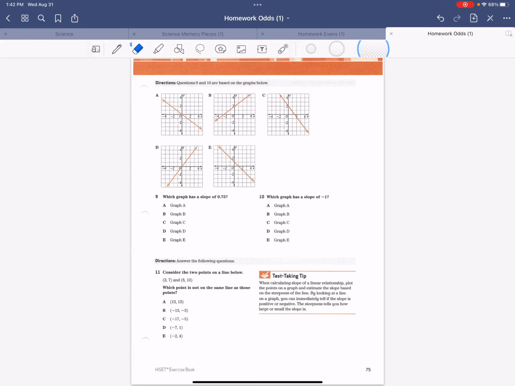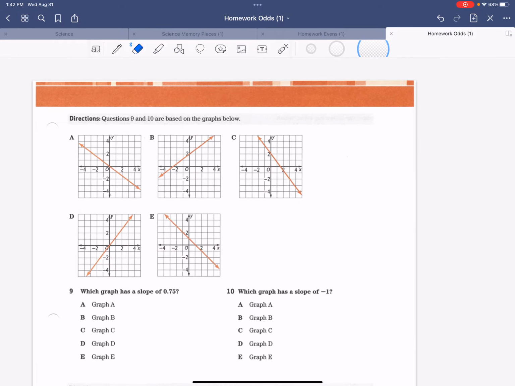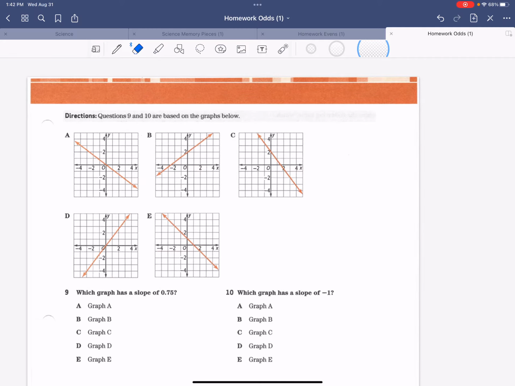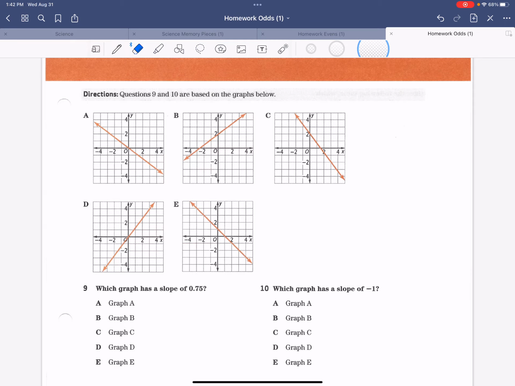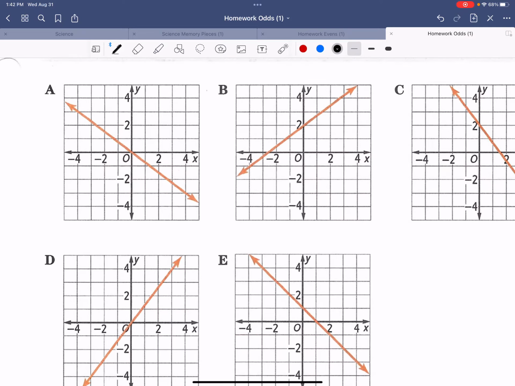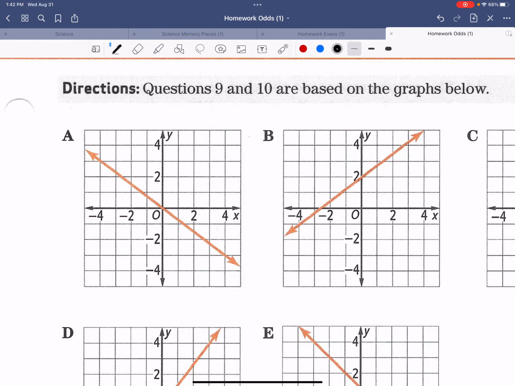We are on page 75 of the exercise book. And questions 9 and 10 refer to the graphs below. Okay, again, I'm going to take a moment and look at my graphs. I'm going to figure out that this has a negative slope and the y-intercept is at 0, 0.